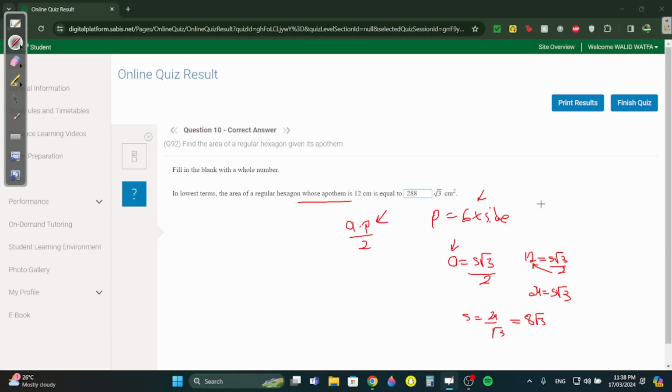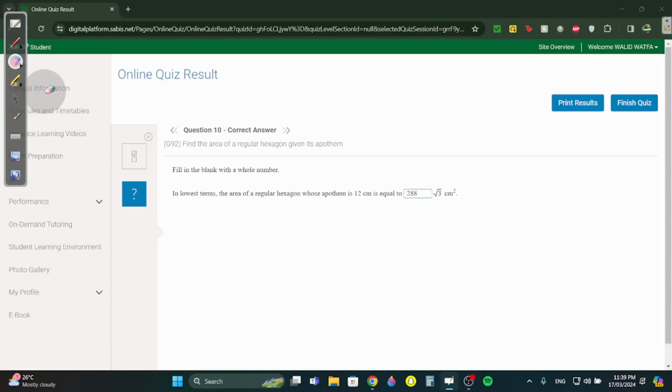The perimeter will be 6 times the side, so 6 times 8 radical 3, which is 48 radical 3. Now we can solve a times p over 2, so a, which is 12, times 48 radical 3 over 2. I think my calculator gives it to me as a decimal. Yeah, it gives it to me as a decimal. Just solve without the radical 3. So just put it as 12 times 48 divided by 2, and you get 288. And then take that radical 3 and put it here. It'll be 288 radical 3. In case your calculator gives it to you in decimals, that's what you should do. Question 11.